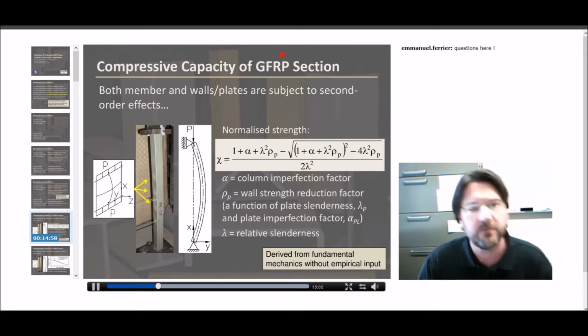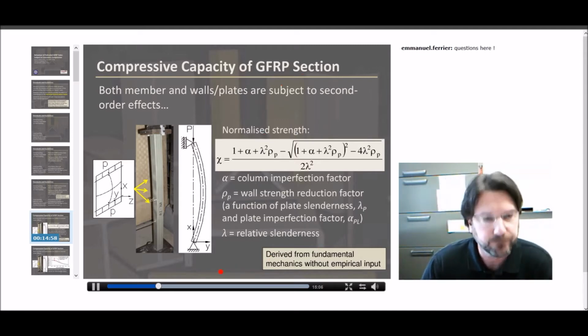So if we take a look at the compressive capacity of a pultruded section, we need to consider the second order effects of the member itself, so the global buckling. We've got an image here of a GFRP tube under concentric compression, and you can see that it definitely is buckling in a global sense. It's bowing out away from the camera in this particular case.